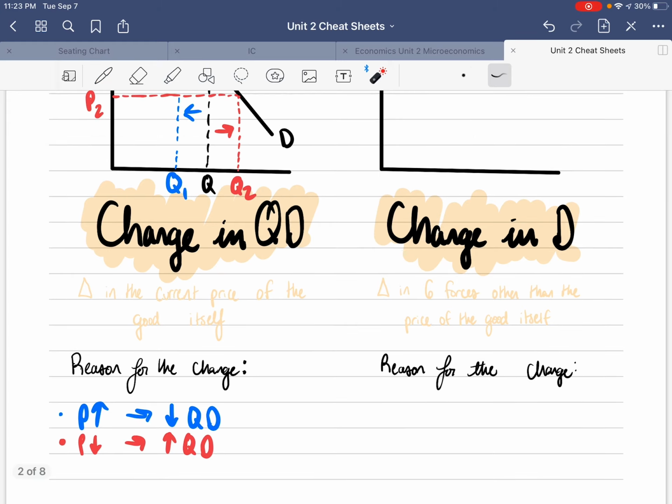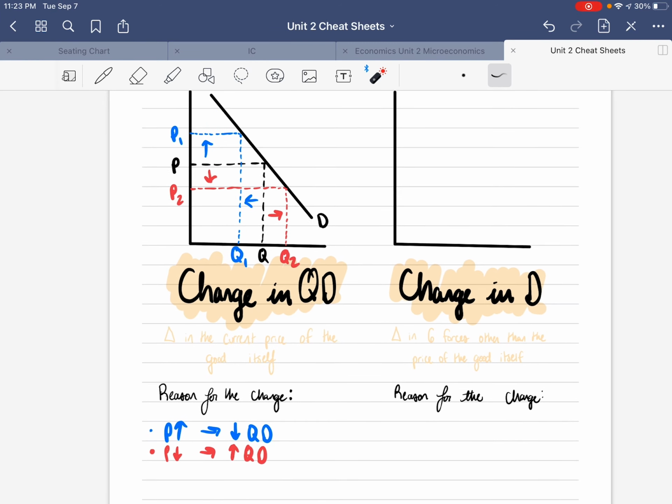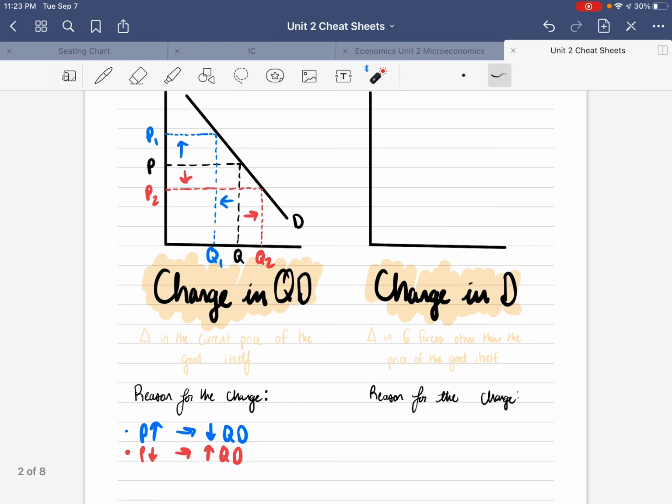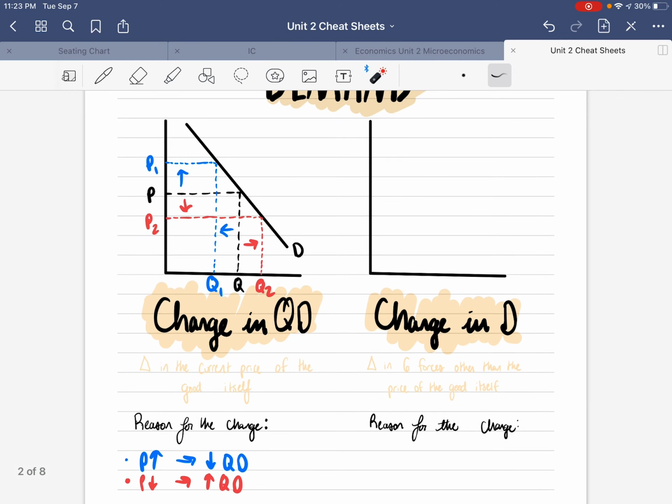And the only time you would ever choose this graph or write out this graph is if there's a change in the current price of the good itself. So let's take a look at the other graph we learned yesterday, and let's review it. The other graph is a little bit simpler, but there are more reasons for the change, okay?